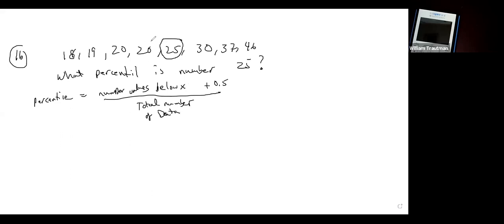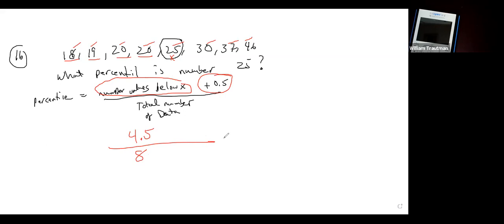So if you look, and these are in order, there are 4 numbers below 25. So it's going to be 4 on top. This number's below X. X is the number we're talking about. Then put a 0.5 after it. And then divide it by the total: 1, 2, 3, 4, 5, 6, 7, 8. Oh yeah, this says times 100. It's the percentile, so we have to multiply by 100.